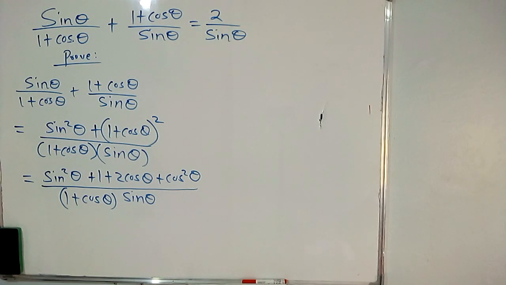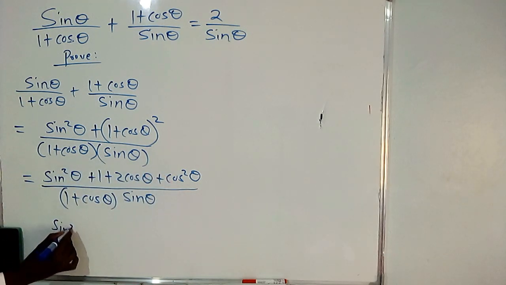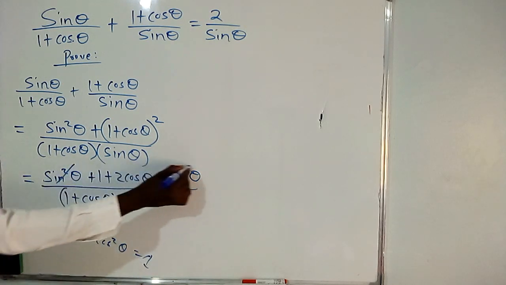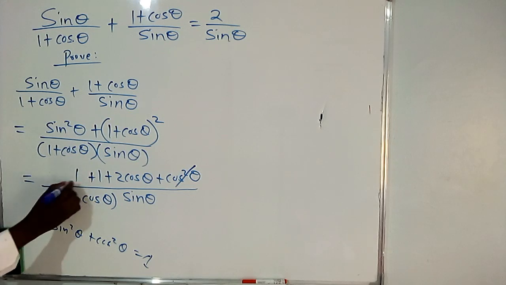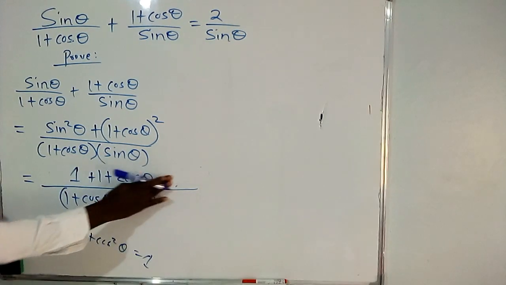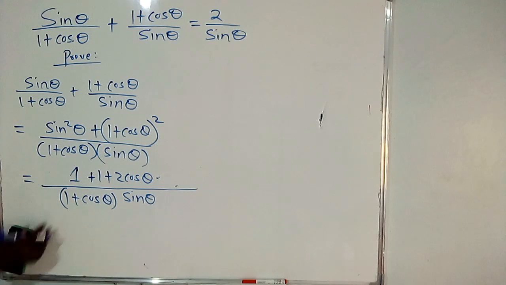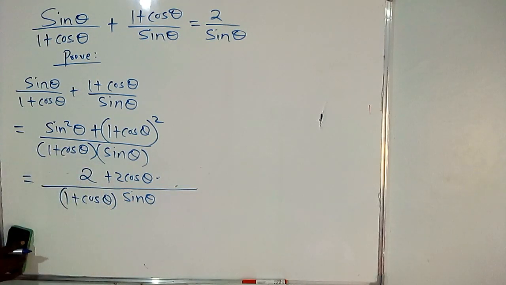And you know the first Pythagorean identity is that one you are seeing there, sin squared θ plus cos squared θ is 1. So it means sin squared θ plus cos squared θ in the numerator is 1. So we have 1 plus 1, then plus 2 cos θ over sin θ into 1 plus cos θ. So you simplify. 1 plus 1 is 2, isn't it? Are we together? Yes. So we have 2 plus 2 cos θ in the numerator, then the denominator sin θ into 1 plus cos θ.